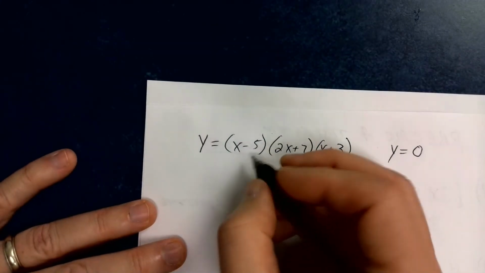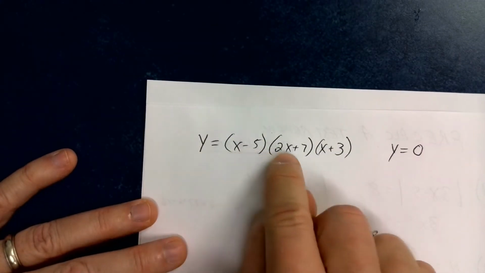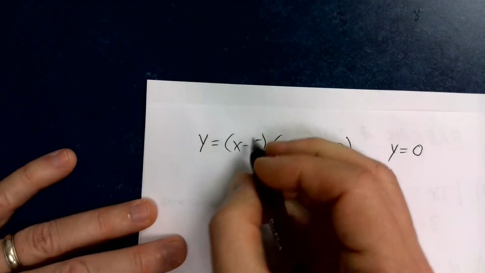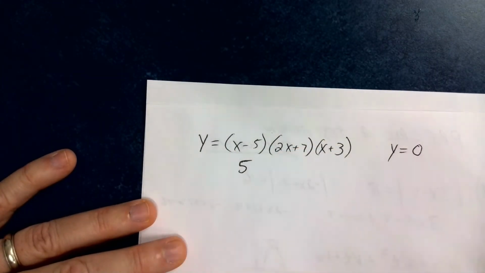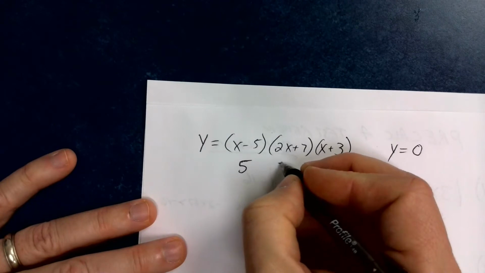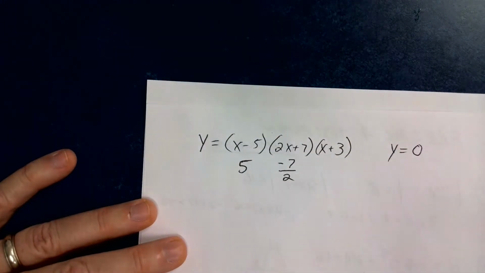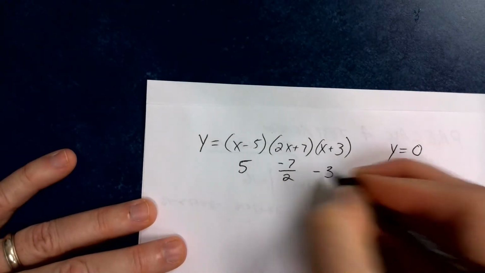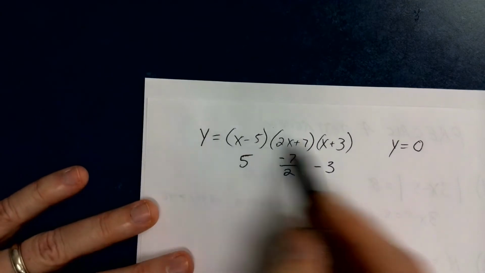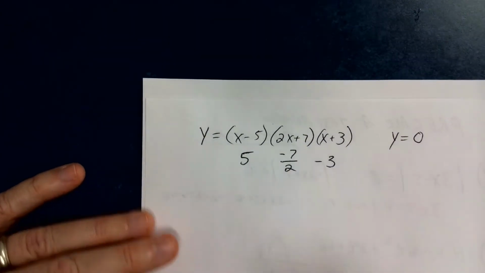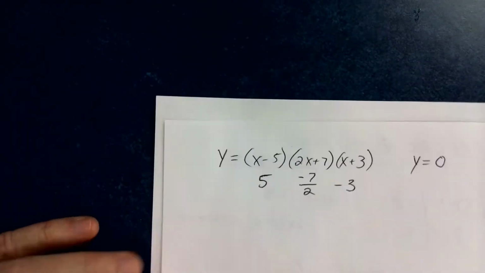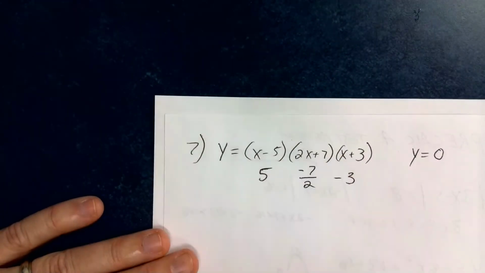So I would know that this is a cubic function because it has an x times an x times an x. And I would have 3 solutions. One of them would be at 5. This one would be at negative 7 halves, or negative 3.5, and this one would be at negative 3. So again, it's whatever makes those things zero. And what was it? Like example number 7.